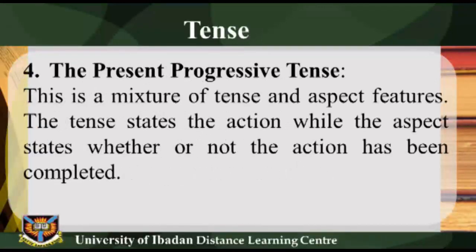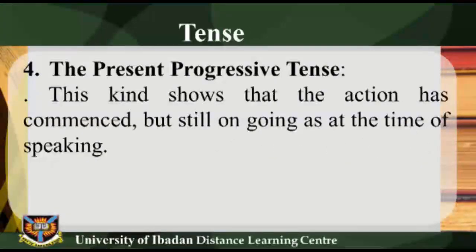Number 4. The present progressive tense. This is a mixture of tense and aspect features. While the tense states the action that is involved, the aspect states whether or not the action has been completed. In the present progressive tense, the action has commenced. However, as at the time of speaking, it has not been completed.